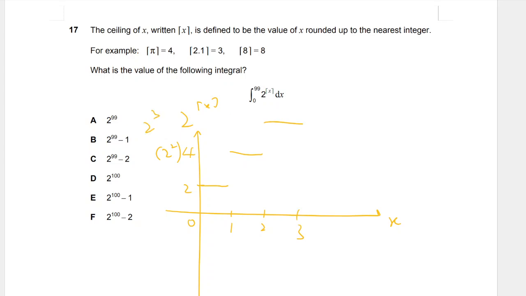I don't have space to write on my axes. And then, dot dot dot, between 98 and 99, I'm going up here, which is 2 to the 99. Okay, so you get the idea.